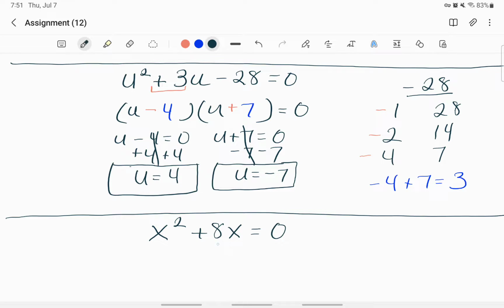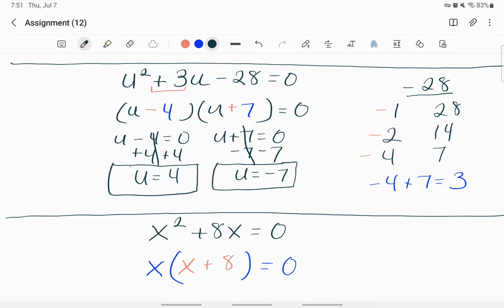But if you look at these two terms right here, they have a common factor. Both terms share an x. So I'm going to factor out an x from each of those terms. When I remove an x out of x squared, I'm left with 1x inside the parentheses. Plus, if I remove the x out of 8x, I'm left with positive 8.